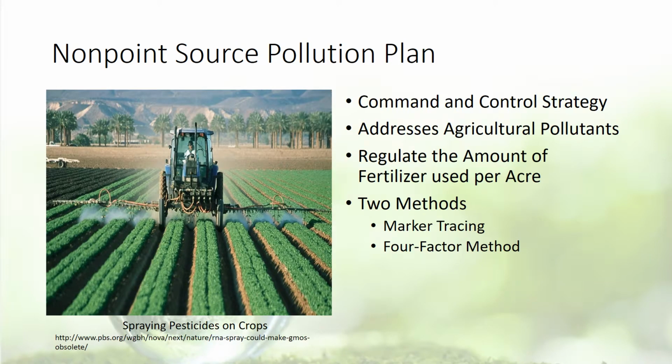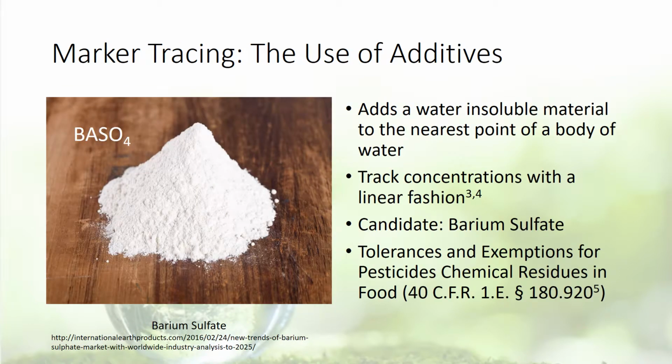The Non-Point Source Pollution Plan considers tracking pollutants in two ways, by marker tracing or a four-factor method. These methods would regulate the amount of fertilizer used per acre, assuming 60% loss. Marker tracing introduces an additive to the soil that is water insoluble and traceable in a linear fashion, which would directly relate to runoff. A candidate would be barium sulfide, which is non-toxic and unregulated under the tolerances and exemptions for pesticides, chemical residues, and food.